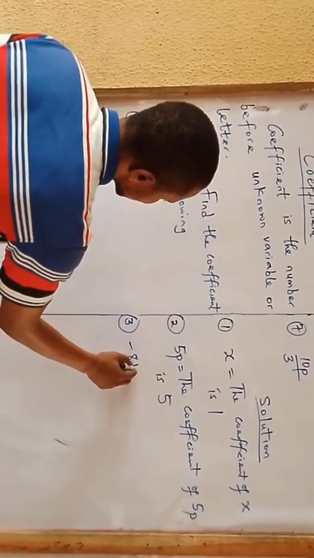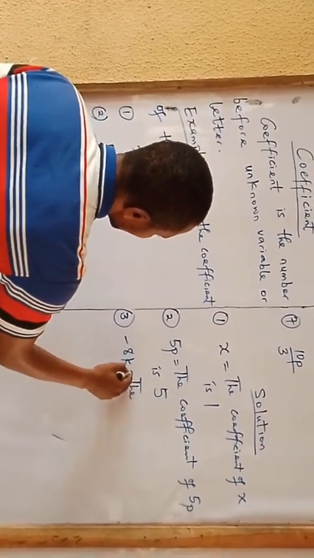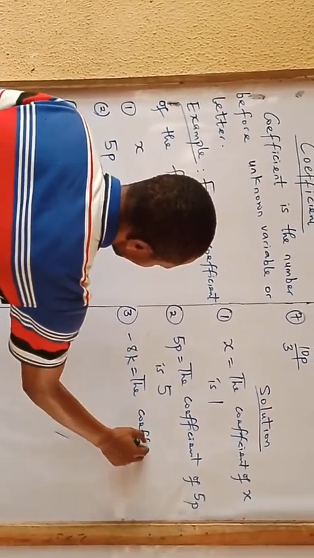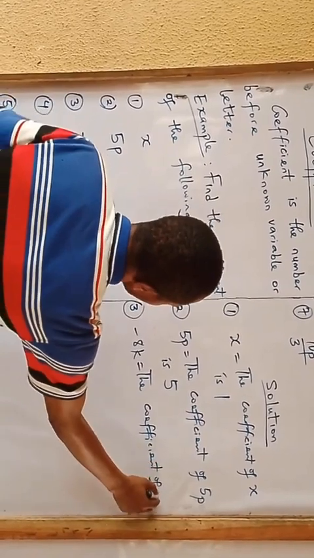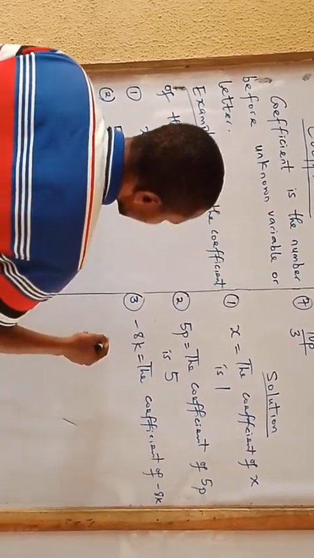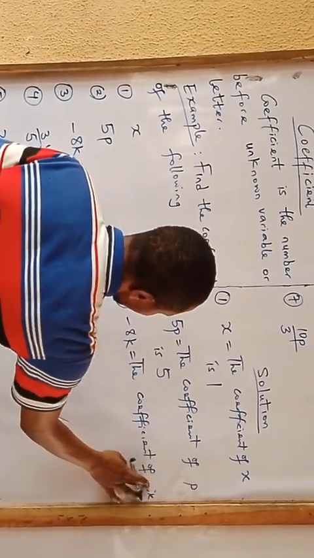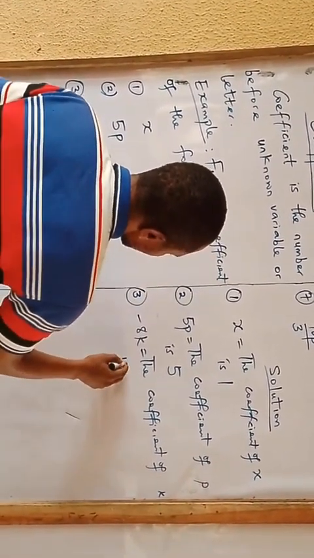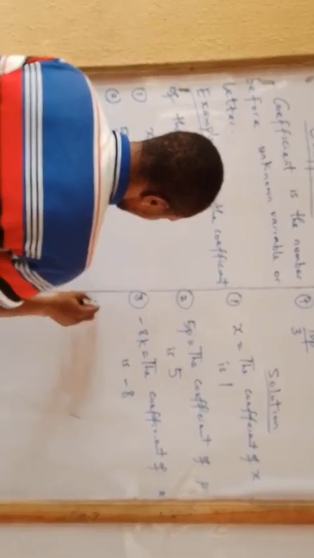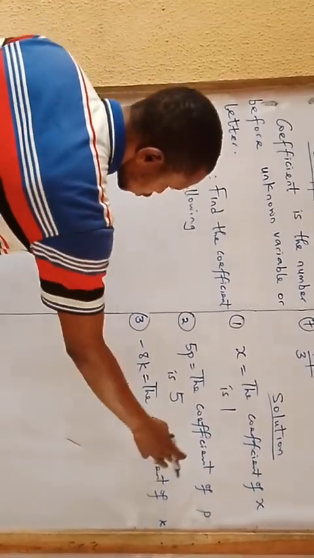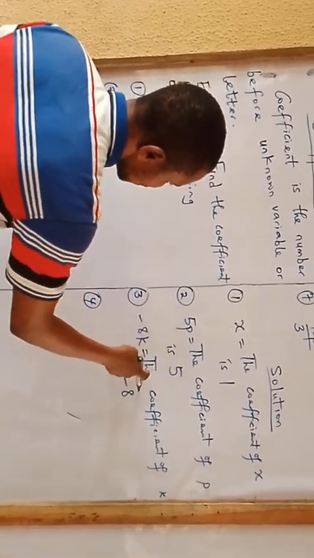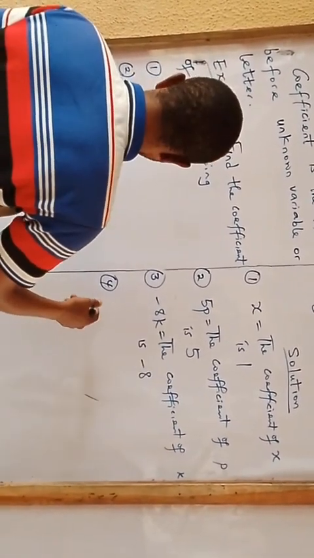Number 3, we have minus 8k. The coefficient of minus 8k, the coefficient of k is minus 8. Number 4, take note, it is coefficient of p that is equals to 5. Coefficient of k is minus 8.